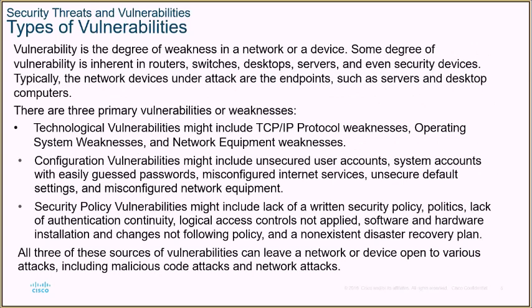So types of vulnerabilities. A vulnerability is the degree of weakness in a network or a device. Some degree of vulnerability is inherent in routers, switches, desktop servers, and even security devices. Nothing's perfect. They're all made and designed by humans. Typically, the network devices under attack are the endpoints, such as servers or desktop computers. There are 3 primary vulnerabilities or weaknesses.